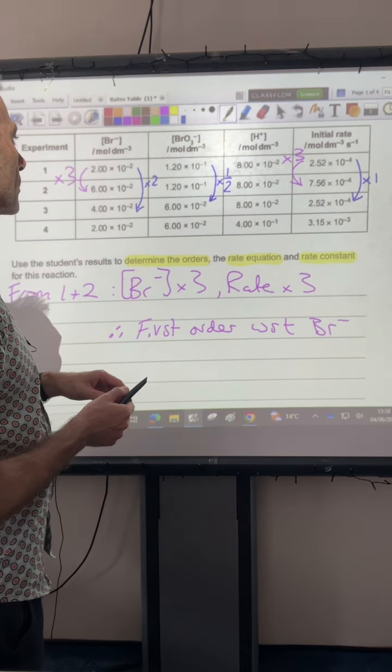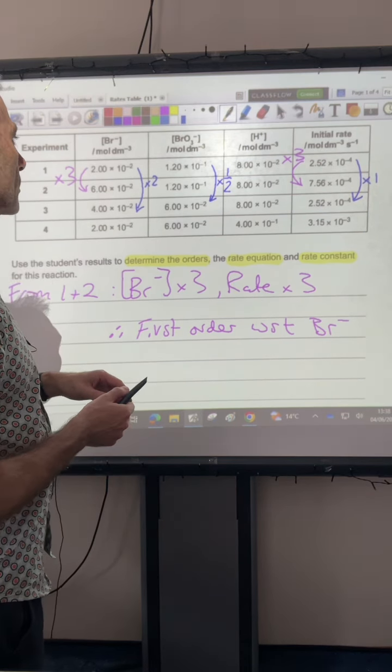So basically we just need to work out, well, which of these orders is going to give us an answer of 1. And the answer is 1, because if that power was 1, so 2 to the 1 is 2, multiplied by a half to the 1, which is a half, gives you 1. So it's first order with respect to the BrO3 minus. So we just need to go back to the table to get the final one, the H plus.